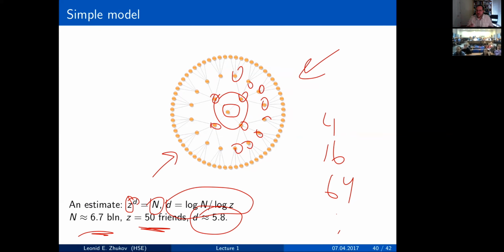Of course, the world is not like that. Of course, the friends will overlap, but this shows you the power of this exponential growth, right? So if you take 50 and put it to the 6th power, you get 7 billion, which is a lot. So this is a very simple model. We're going to look later on into a little bit more complicated models of how networks are arranged and try to map them into the real world.